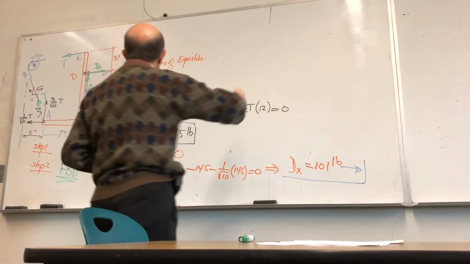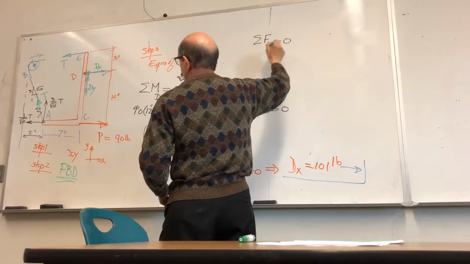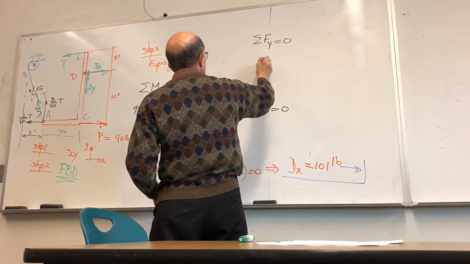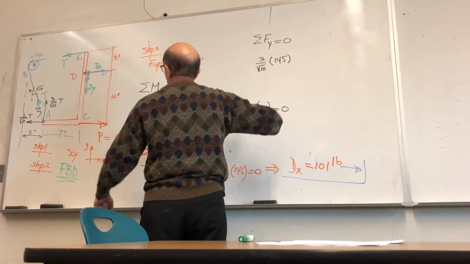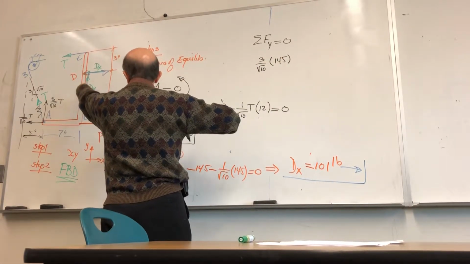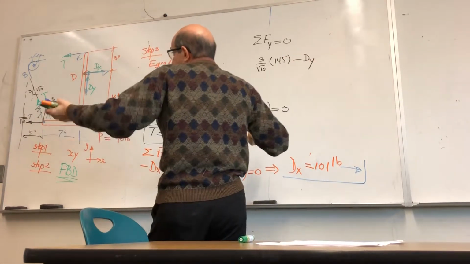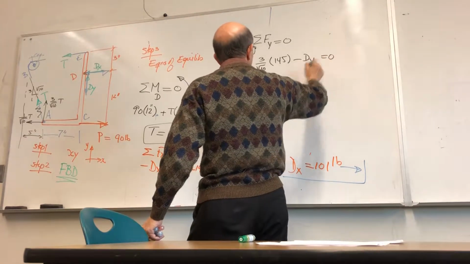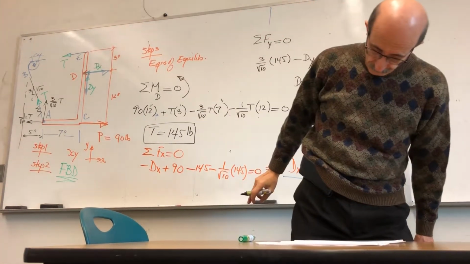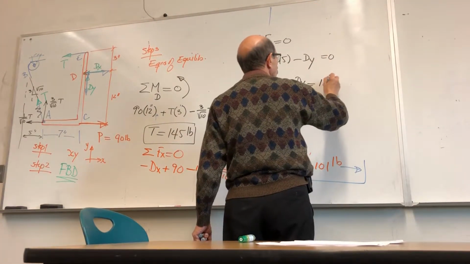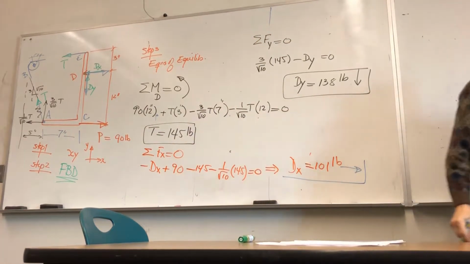Okay. And then summation of forces along y being 0, you have 3 square root 10, this force, times 145. I changed that, you remember? I changed this to negative now, dy, and that's all I have, is equal to 0, and dy results as 138 pounds downward. Okay.